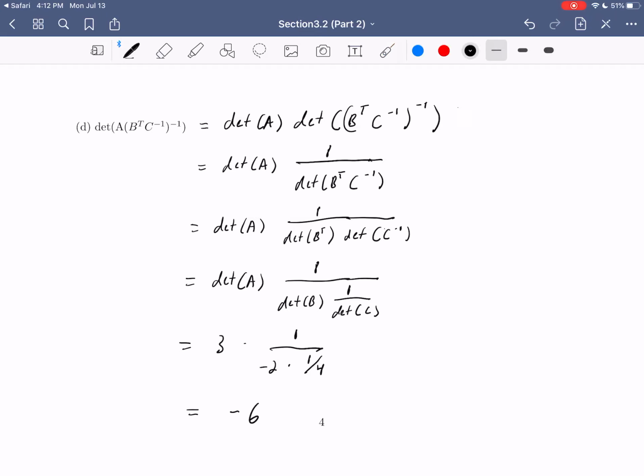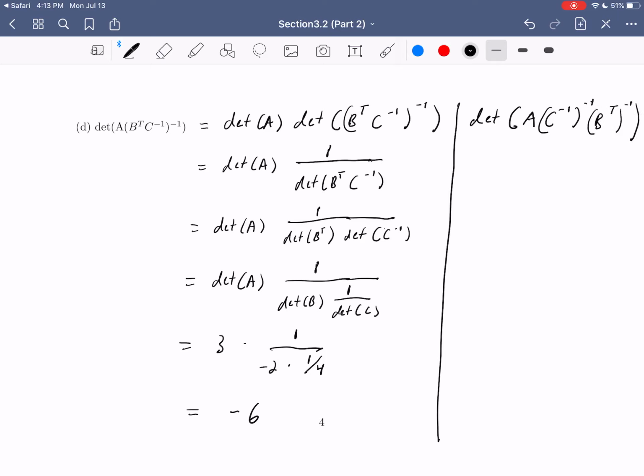Well, just as an alternate way, I won't work all the way through it, but if you wanted to, instead of immediately putting in the determinant, we could have actually simplified this. We know that the inverse reverses the order and inverts each piece. So we could have also said that we actually have the determinant of A, C inverse, inverse, B transpose, inverse.